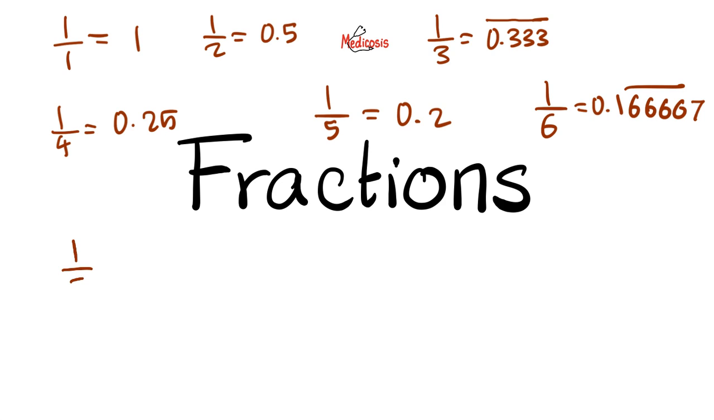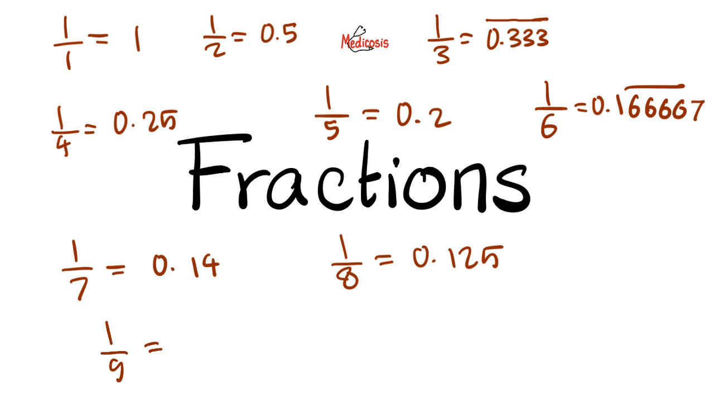0.166666. 1 over 7 is 0.14. 1 over 8 is 0.125. And 1 over 9 is 0.11. And 1 over 10 is 0.1. Let's say that you know that 1 over 10 is 0.1, which makes sense because 1 over 10 is 1 divided by 10. So you take the decimal point and you go back once, it becomes 0.1.